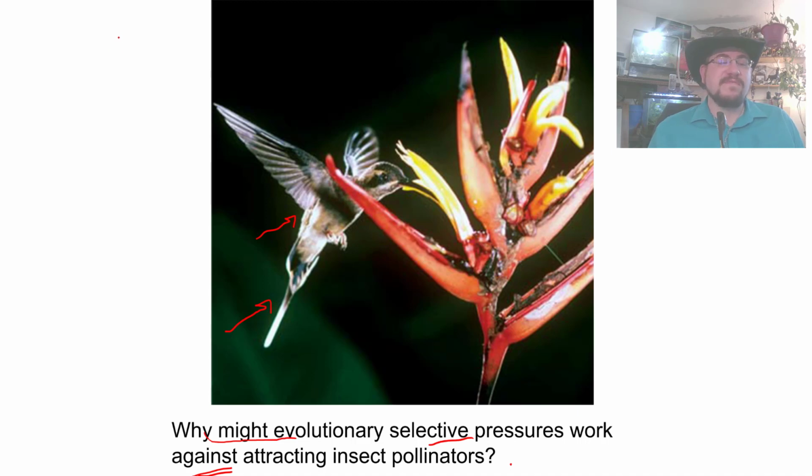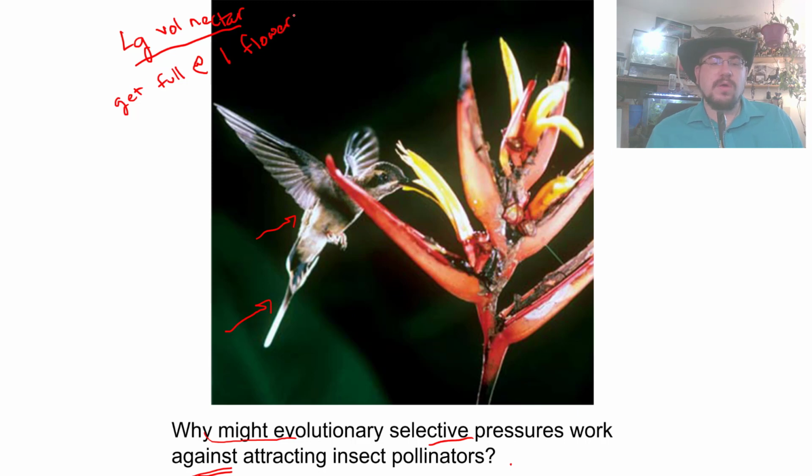So bird-pollinated flowers have to produce large volumes of nectar. Right? If you look at the amount of nectar needed to satisfy an insect versus a hummingbird, a hummingbird comparatively takes a lot more nectar. Right? If you just had an insect, it would get full at a single flower. So it would have no need to move on to another flower and pollinate.